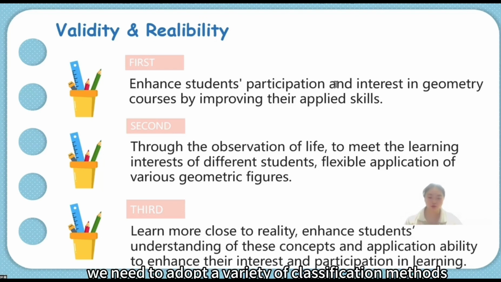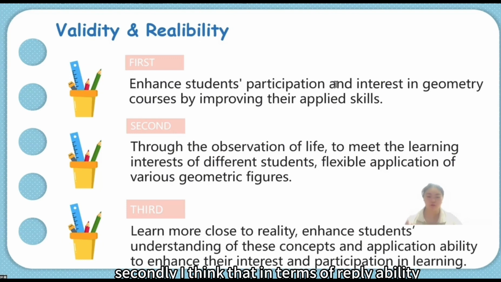Of course, we need to adopt a variety of classification methods to ensure that all situations are taken into account. Secondly, I think that in terms of replayability, even in different situations at different times, we should have a correct and consistent judgment. To sum up, I think effectiveness and replayability are important factors that need to be considered in the correct classification of shapes of different attributes, so as to better understand the shape characteristics and improve our work.